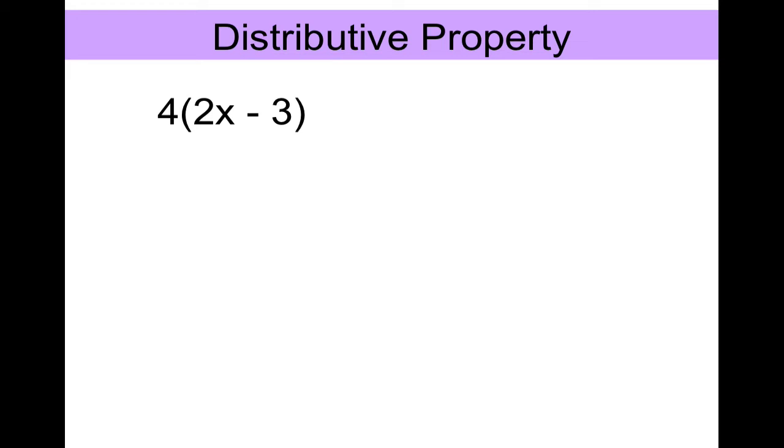All right, so we're distributing 4 times 2 terms inside the parentheses. 4 times 2x equals 8x, and 4 times negative 3 equals negative 12. And we would read this 8x minus 12.